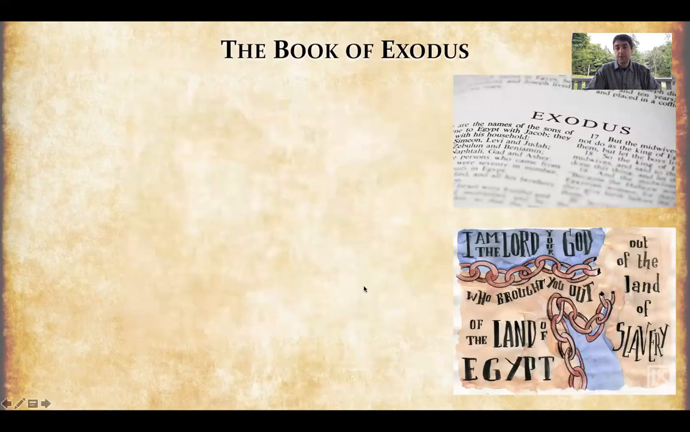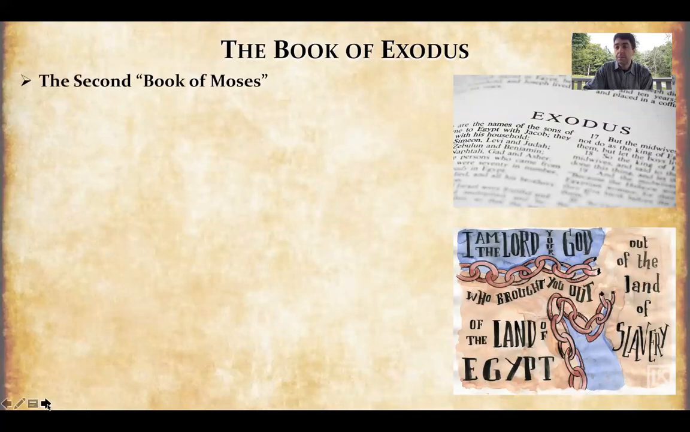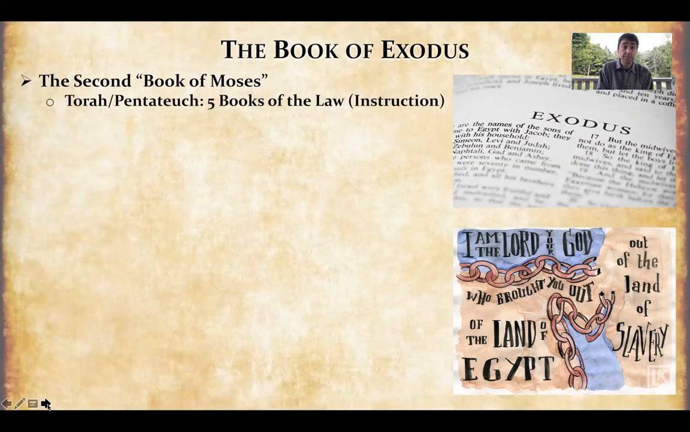All right, so just a few words about the book itself. The book of Exodus is the second book of Moses, the second book in the Bible. Remember, there are 5 books of Moses, 5 books of the law, which together are called the Torah or the Pentateuch. And Torah basically is the Hebrew word for law. More accurately, it means instruction. And this is the second of those 5 books.